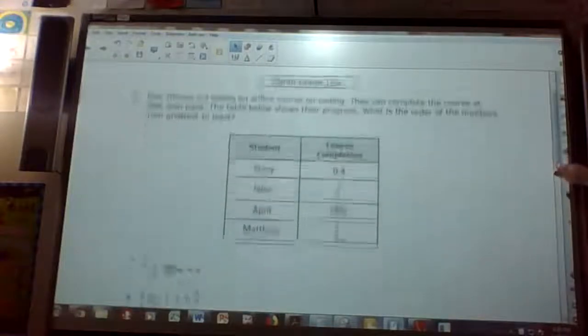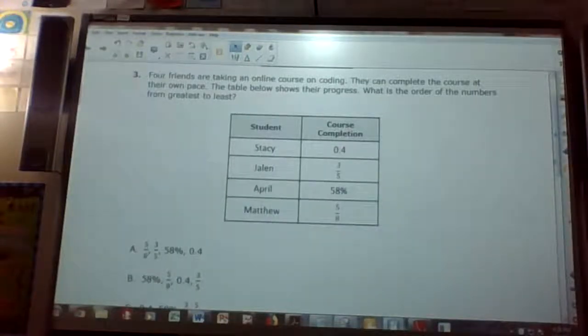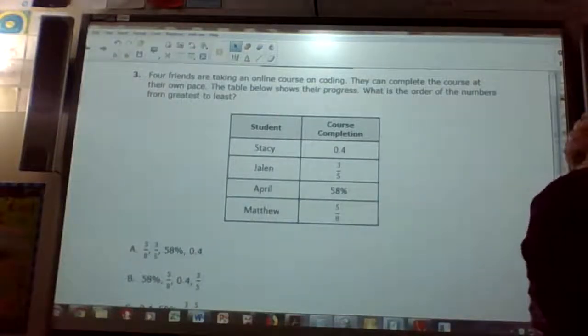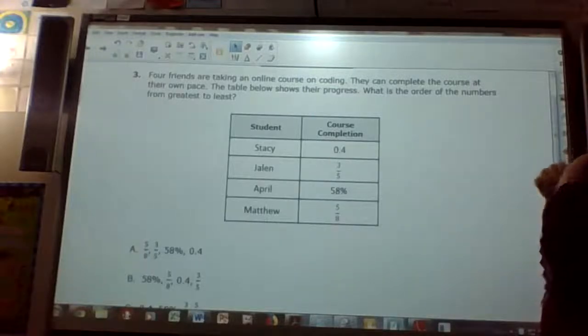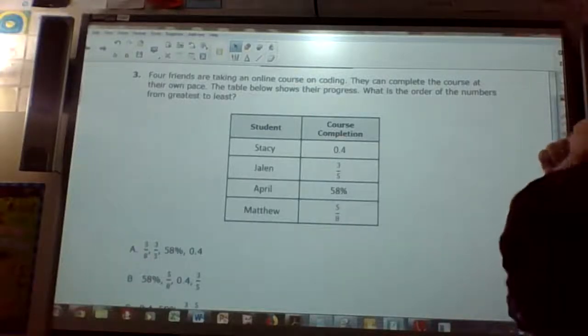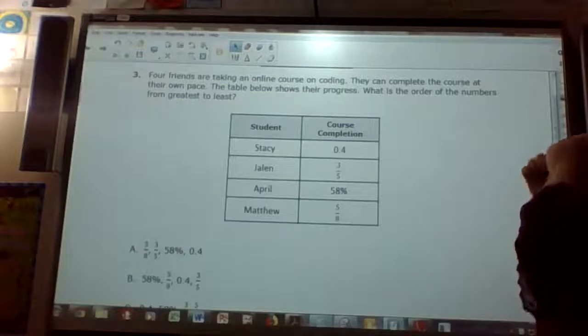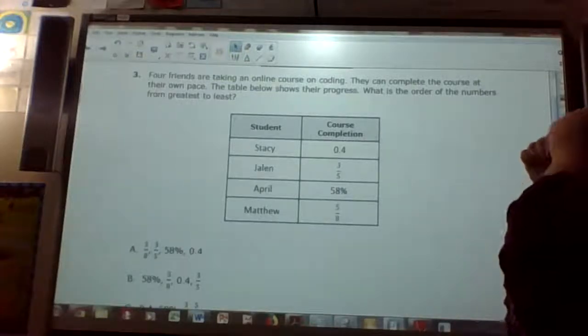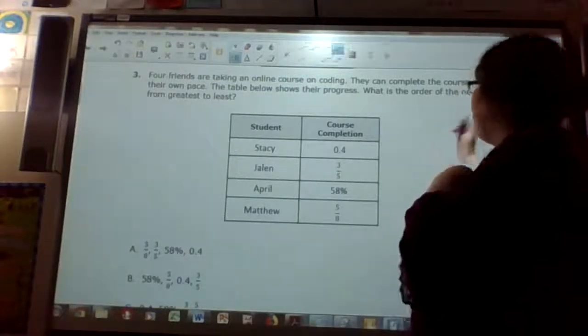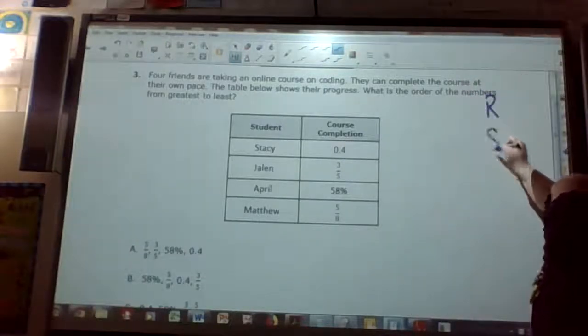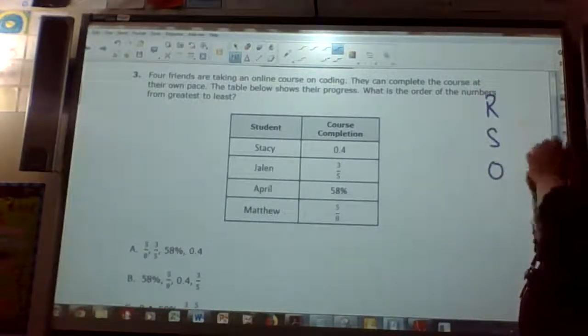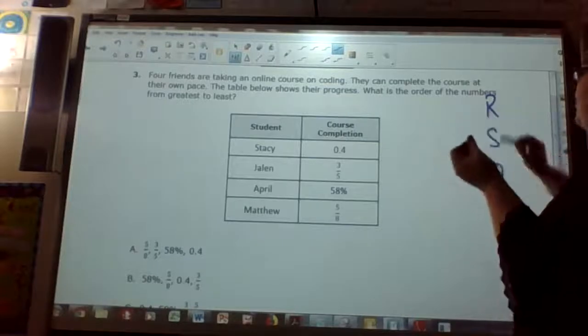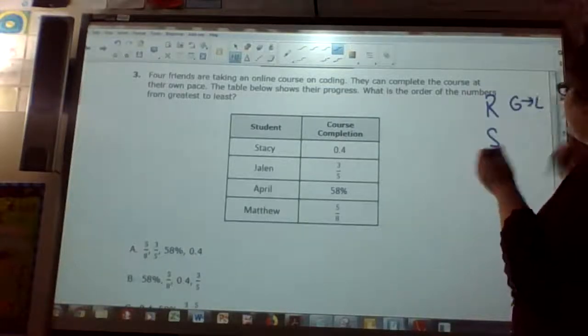Okay. Number 3. 4 friends are taking an online course on coding. They can complete the course at their own pace. The table below shows their progress. What is the order of the numbers from greatest to least? So I'm going to use my supplemental aid. Ready, set, order. Ready means I need a review, so I'm looking for greatest to least.